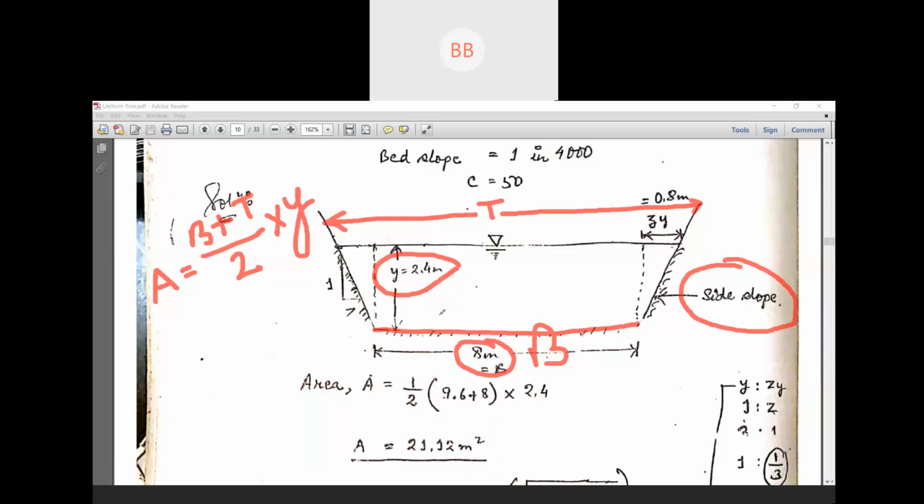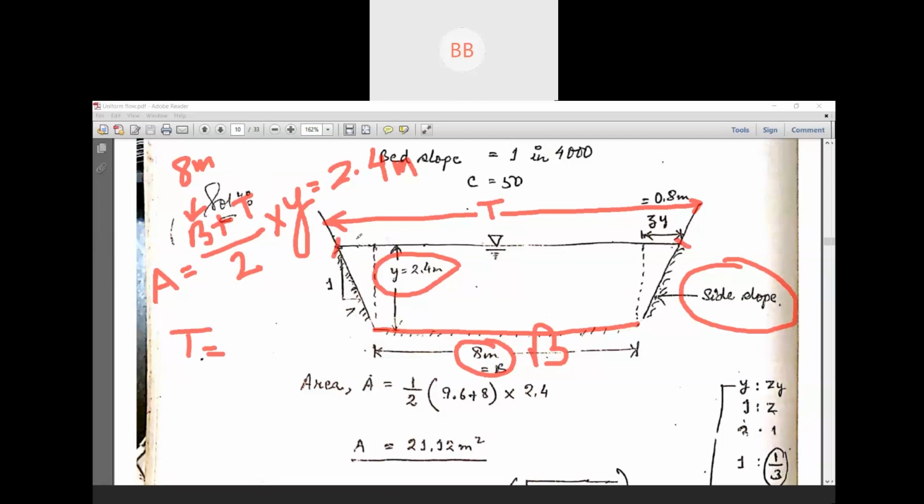Okay. So now bottom width is given, that is your 8 meter. In this question your bottom width is 8 meter. Depth of flow is also given, that is 2.4 meter. We need to find out the top width to calculate area. So first we need to calculate top width. Our first intention is to find out top width. Okay. So top width is from here to here.